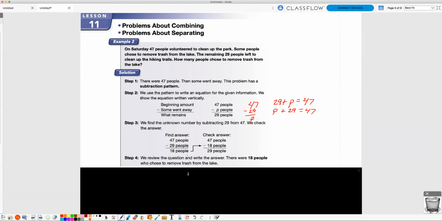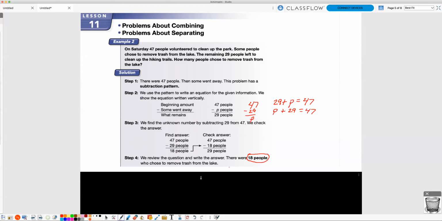Then you review the question and write the answer. The answer would be 18 people who chose to remove trash that day, using problems about separating there.